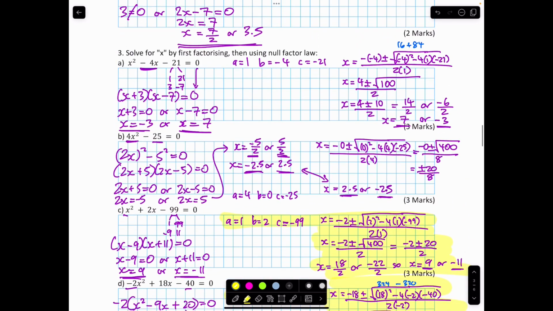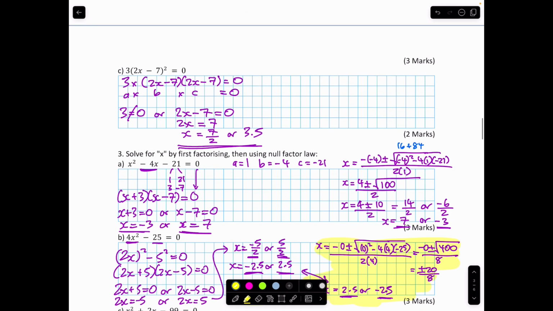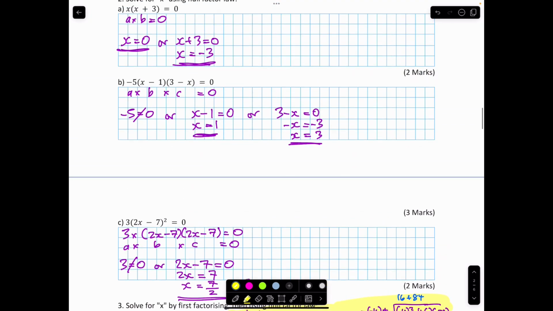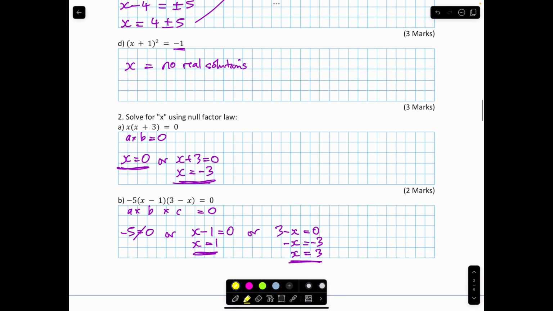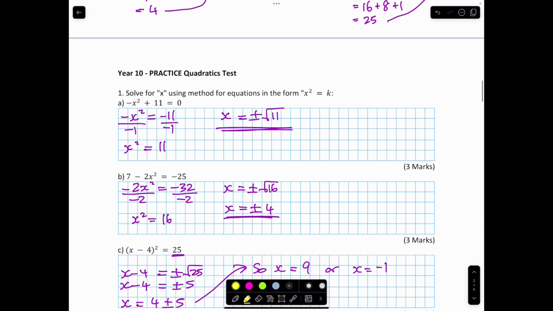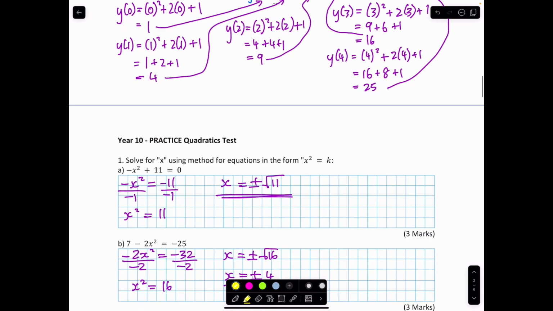So yeah, the test would take about double the length of time that it probably should because of all the optional methods, but still plenty of time to do it. The only times that you don't have the optional is this because it's already null factor law and x squared is equal to k form. So hopefully that helps you out.